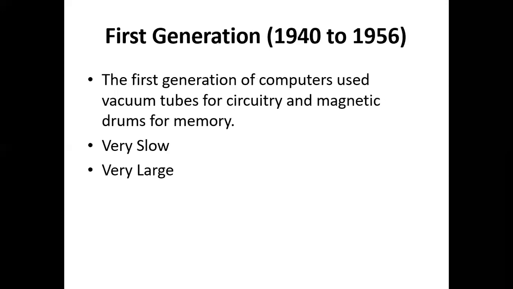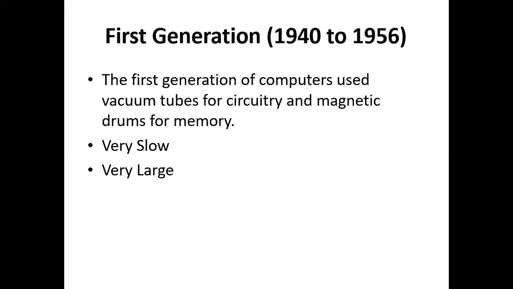The first generation, now as I'll be talking about this, I will not be mentioning the years. You can see them. My focus will be on the technology. So the first generation of computers used vacuum tubes for electronic circuitry, and they also used magnetic drums for memory.